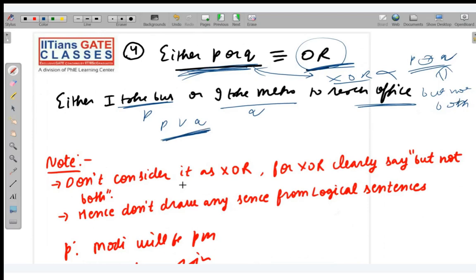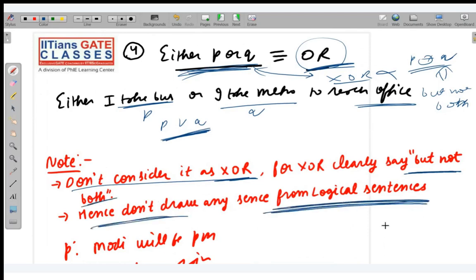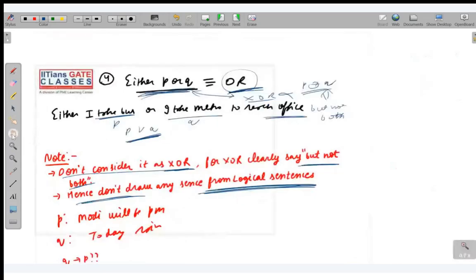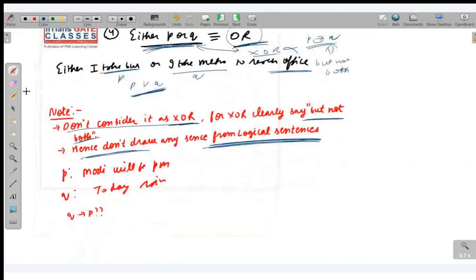So I have clearly written here: don't consider it as XOR. For XOR, clearly say but not both. Hence, do not draw any sense from logical sentences. Do not draw any kind of sense. Let me show you one more example. But what I want to say here, what do you mean by sense?